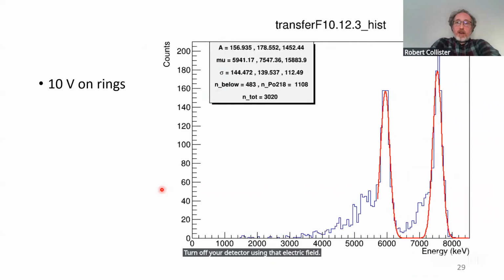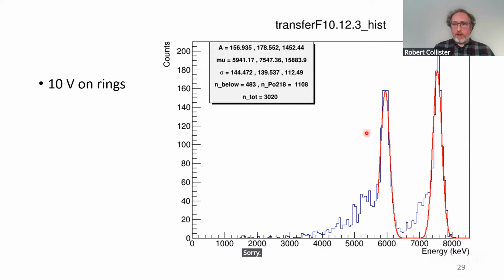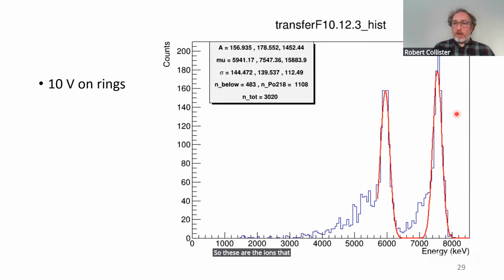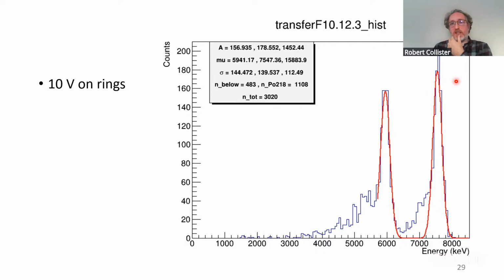This is what some data looks like. So this is with 10 volts on the rings. Sorry, I didn't label this very well. This peak here at 6 MeV is the alpha energy of the polonium-218 decay. So these are the ions that have been transferred. This peak here at a little less than 8, 7.6 MeV is polonium-214.